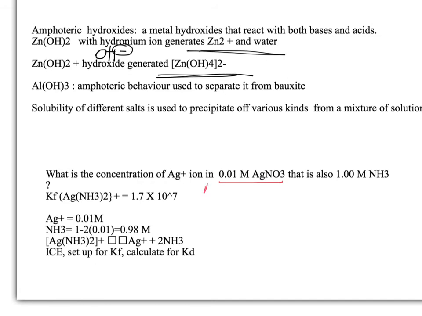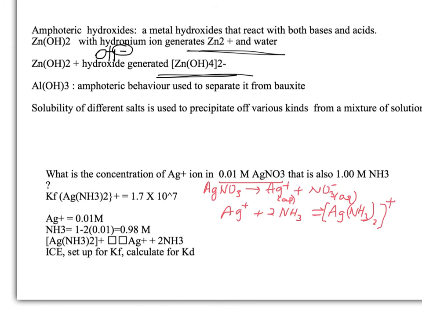So first things first, silver nitrate is going to completely dissociate and give you Ag plus and NO3 minus. But realize that this Ag plus is not going to remain as Ag plus. That Ag plus will be instantaneously picked up by ammonia because you have too much of it, and it's going to generate your Ag(NH3)2 plus. So there's an equilibrium that's going to get generated right there.